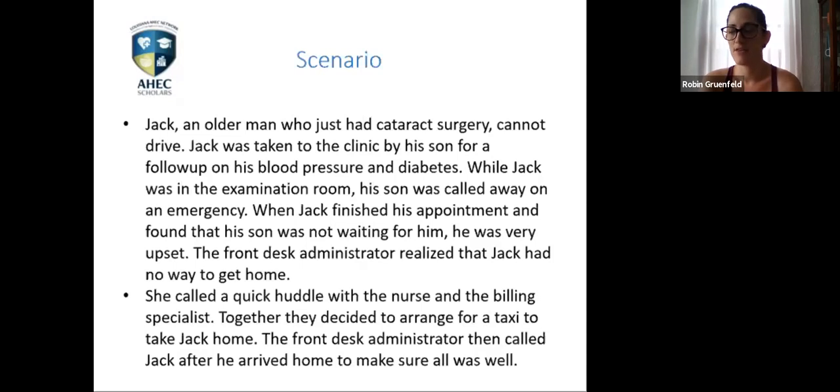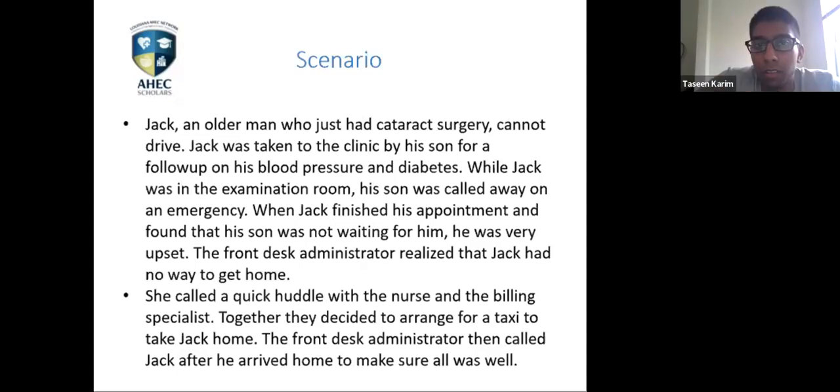And I'd love to know if anybody else had other thoughts. Tassim. Yeah, I was just going to add that in addition to the son's responsibilities, I think the health professional that Jack was seeing, before he got out of his appointment, should have inquired, because they know the condition of the patient, and they could have asked, do you have a ride home, how are you going home and stuff. So maybe that would have been nicer.